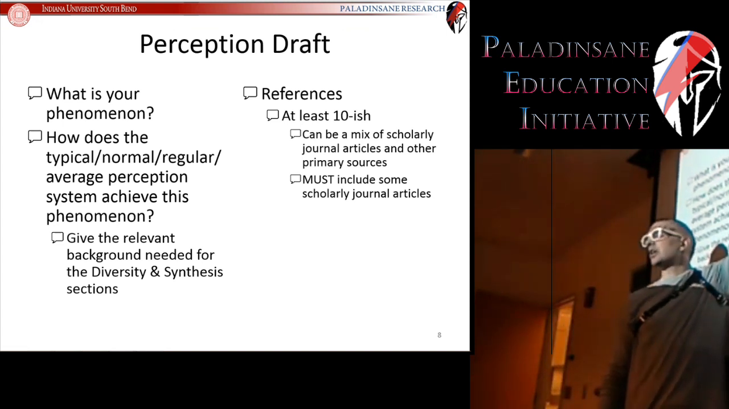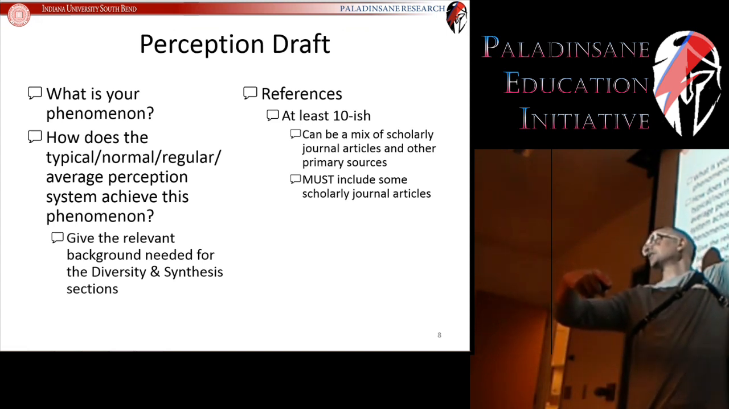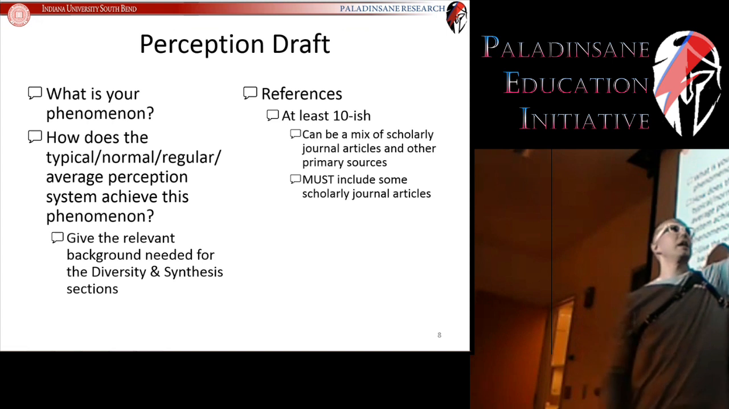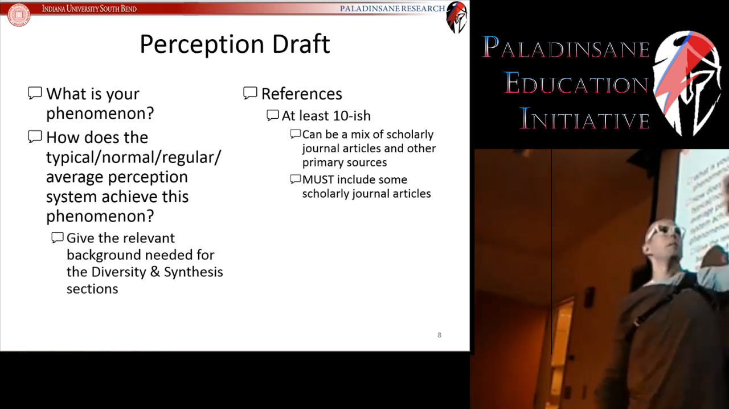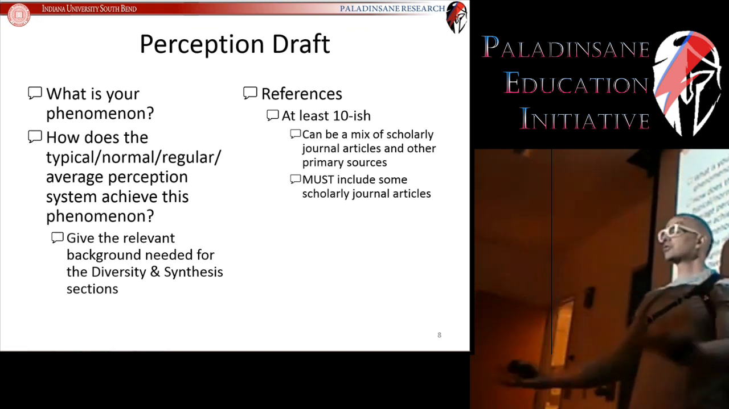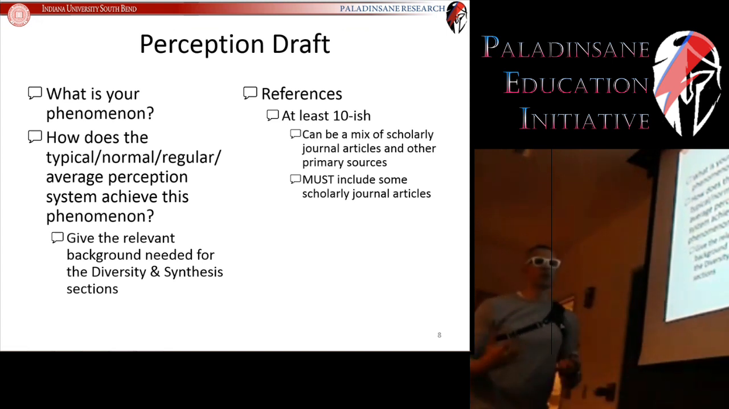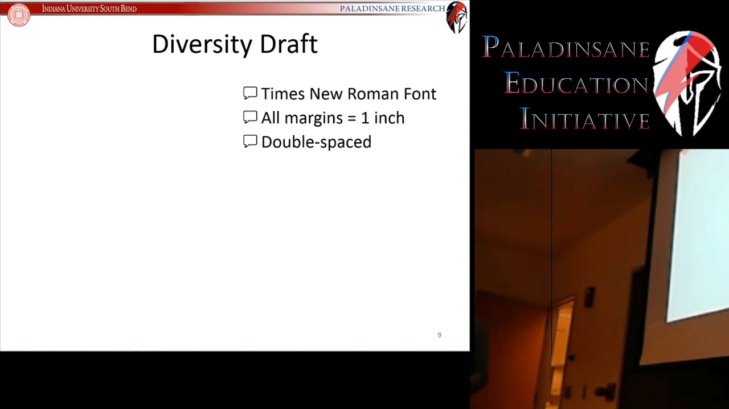So if a news article says scientists have discovered the following, go to the article that it's mentioning. Find that article written by the scientists. If it's not in a scholarly journal, that's fine, but make sure that you do have some scholarly journal articles in there. Make sure that you have at least 3 or 4 that you're drawing from, again, because we want to be convincing. All right, so that's the perception draft.